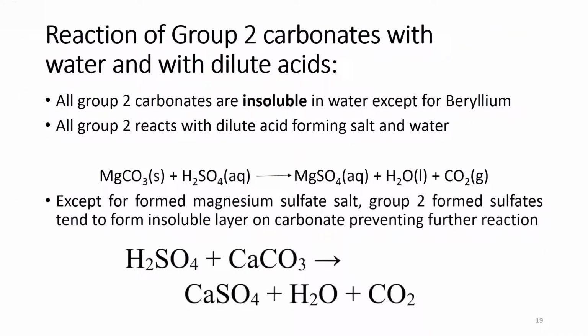Now, if you look at group 2 carbonates, they don't react with water. They don't dissolve in water except for beryllium. They react with dilute acids. Here, if you see magnesium carbonate, when it reacts with dilute sulfuric acid, it gives magnesium sulfate, water, and carbon dioxide. Now, except for this reaction, for the rest of the elements, for example when calcium carbonate reacts with dilute sulfuric acid, what happens is the formation of insoluble sulfates that would just deposit on the carbonate, preventing the further reaction of the carbonate with the dilute acid.